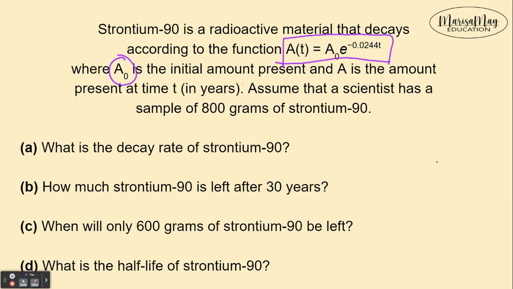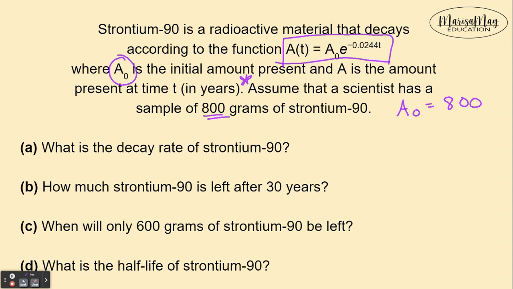So then notice my last statement here. Assume that a scientist has a sample of 800 grams. So that's going to be our initial amount. That's telling us A with the little 0 is 800. Okay. So the question here, part A, says, what is the decay rate?